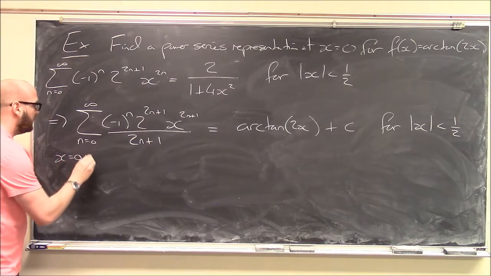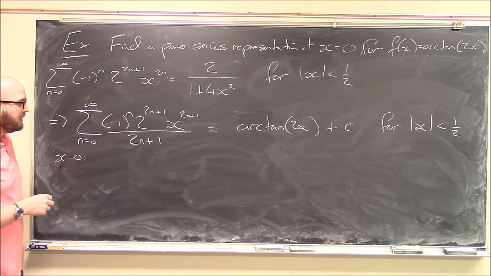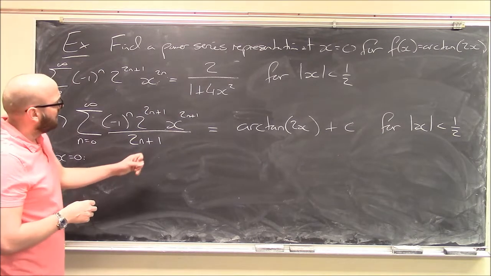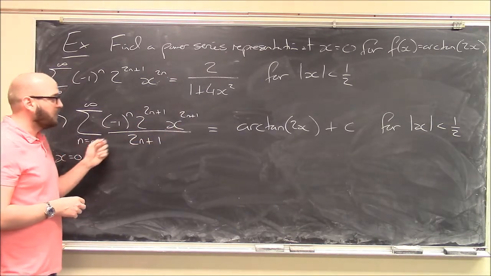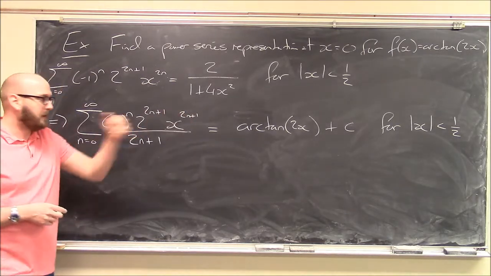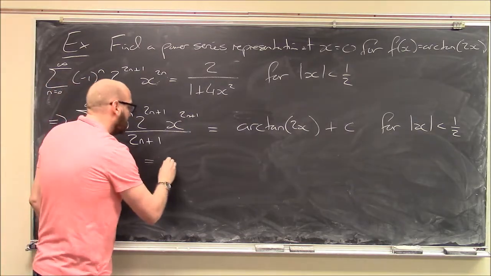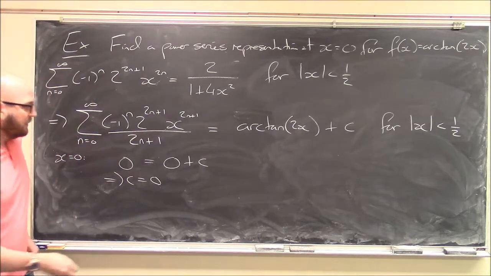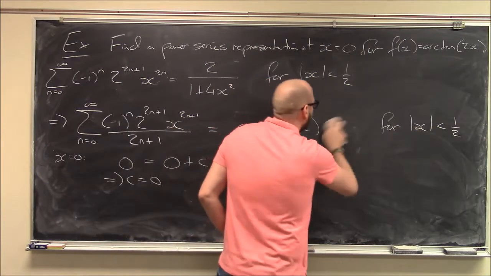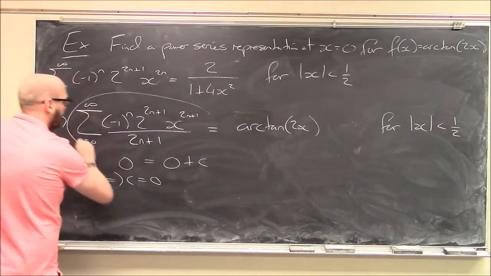So thinking about this plus c really quickly, what if I plug in x equals 0? If I plug in x equals 0, and I start counting out the first few terms of this, what do I have? Well, I never have a constant term on the left, right? If n equals 0, I've got x. If n equals 1, I've got x cubed. If n equals 2, I've got x to the 5th. I never have a constant term on the left. So if x equals 0, I'm just going to have 0 on the left equals arctangent of 0 plus c. So that means c is actually 0. So in this case, my power series representation of this function arctangent of 2x is just this.